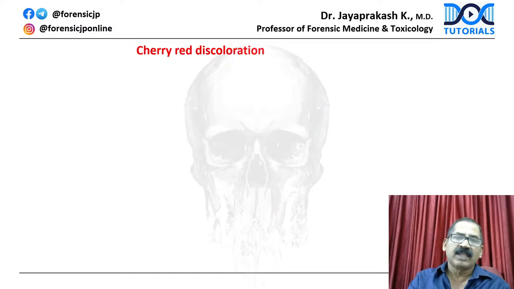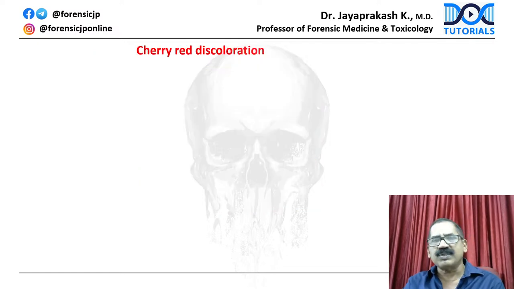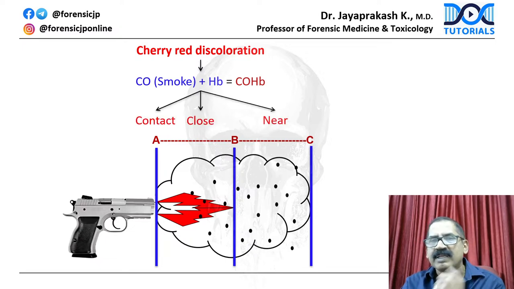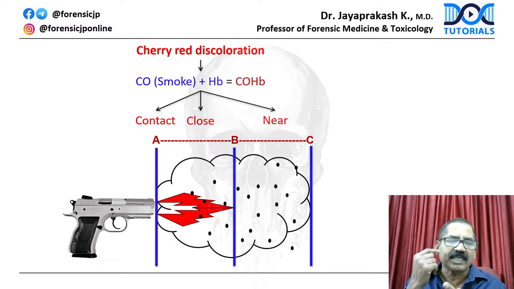Okay. Now, cherry red discoloration. As you know very well, whenever blood comes in contact with carbon monoxide, it gives rise to cherry red discoloration because of formation of carboxyhemoglobin. Where is the carbon monoxide? Carbon monoxide will be present in the smoke and soot. Cherry red discoloration is seen in case of, number one, contact shot, because smoke will be there, then close shot as well as near shot. When our target is in the contact shot or close range or near range, cherry red discoloration can be seen.